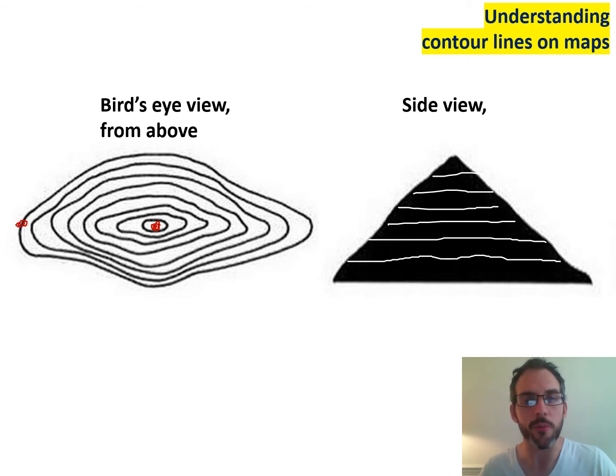Now what you'll notice about this mountain is that the lines, the contour lines, and contour lines connect places of the same height. So all of these lines, this is 100 meters, this is 200 meters, and so on. What you'll notice about this mountain is that all of the lines are fairly evenly spaced apart.